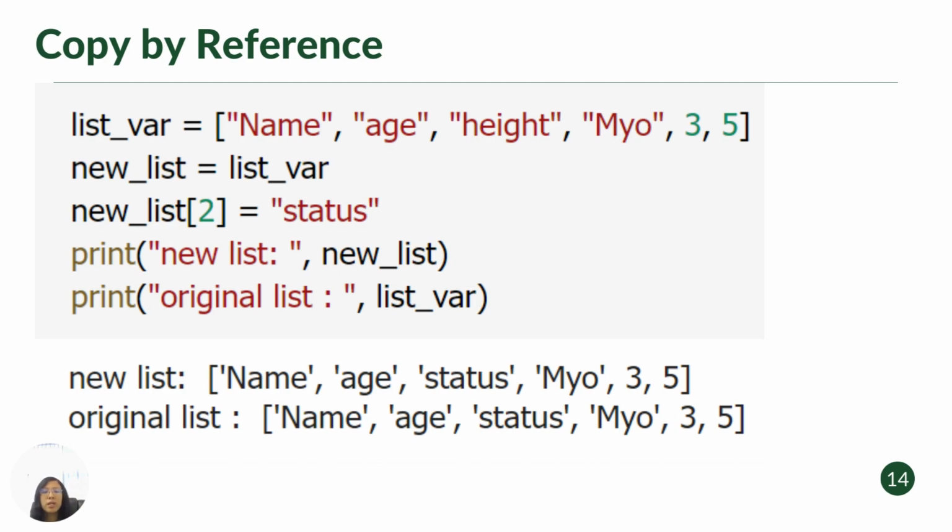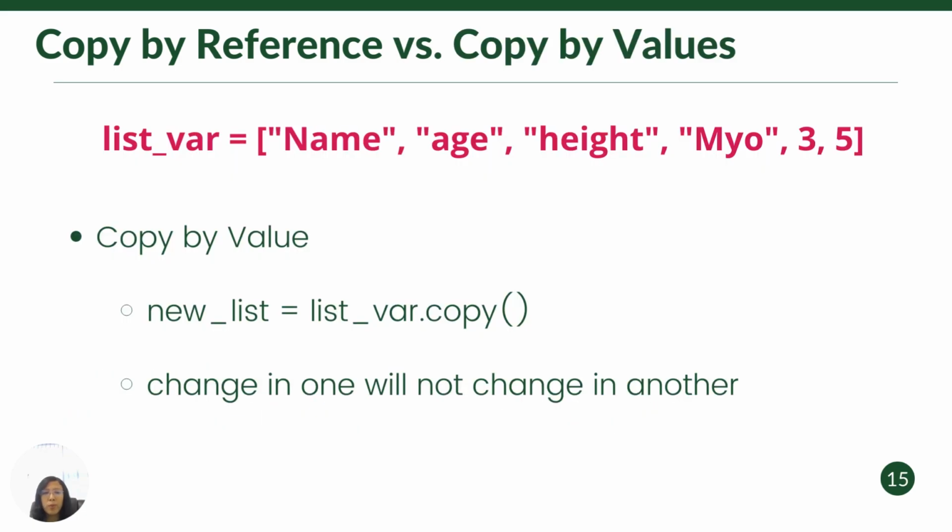Most of the time, this is not what we want. This is called copy by reference. It just copies by referencing, so whatever you change in the new variable will change the original. So what we have to do is copy by values. Then we have to use a method called dot copy. By using dot copy, it's no longer pointing to the same address. That's why if you change the new variable, it will not change the original one.